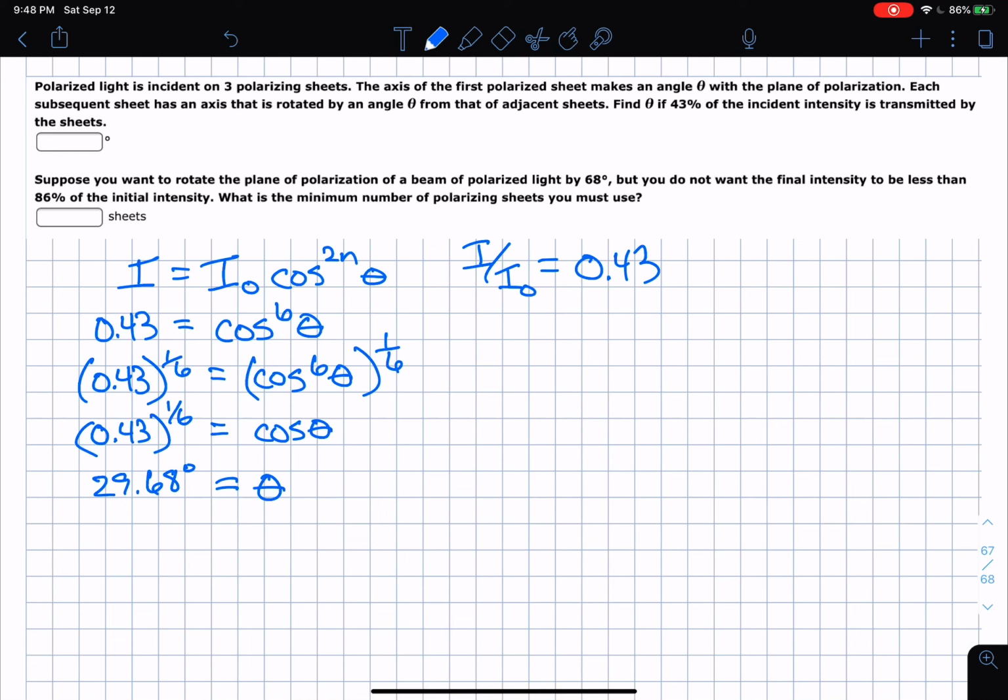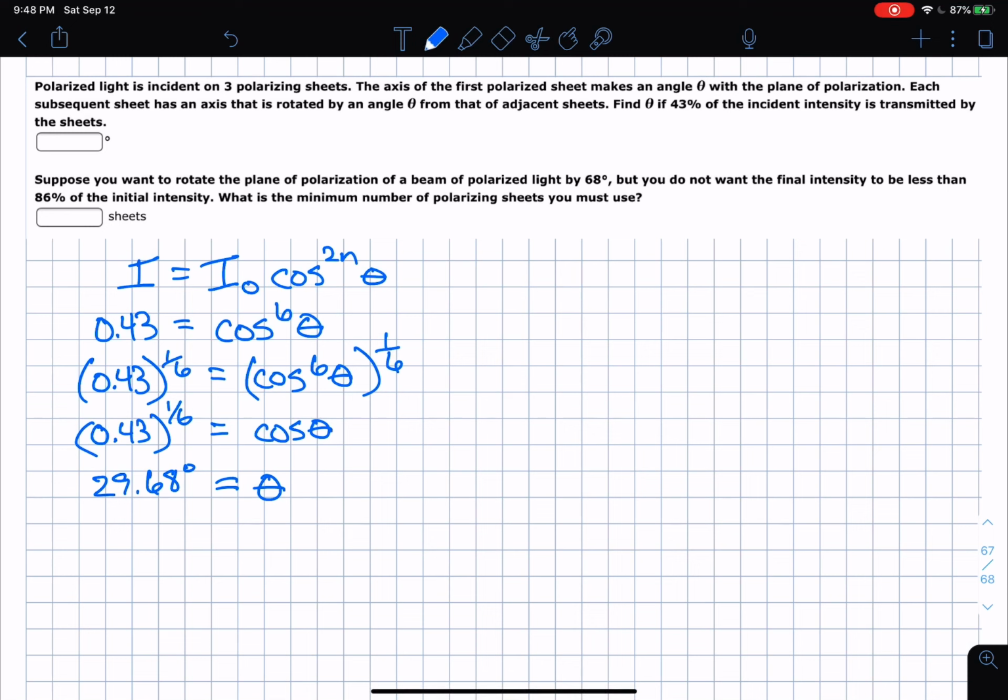It says, suppose you want to rotate the plane of polarization of a beam of polarized light by 68 degrees, but you do not want the final intensity to be less than 86% of the initial intensity. What is the minimum number of polarizing sheets you must use? Okay, so this one, as I said, a little trickier.